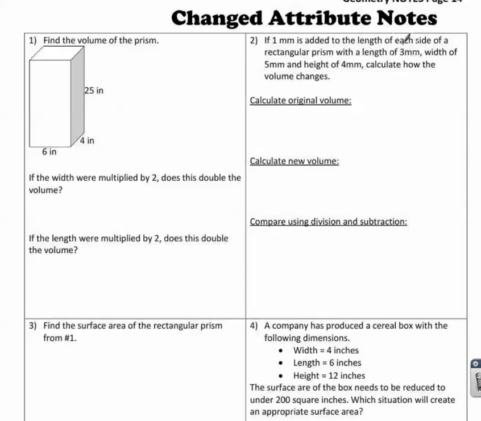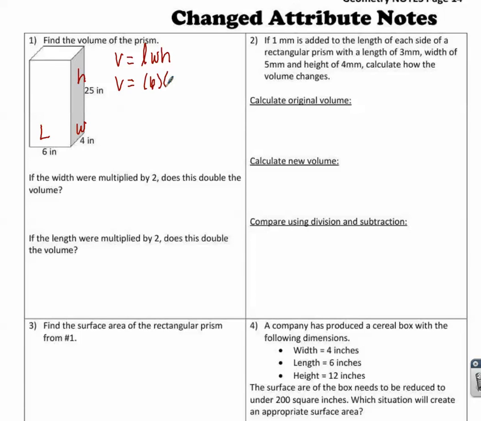If you remember, to find the volume of a rectangular prism, you're going to use the formula length times width times height. I'm going to label my length, width, and height on here so I'm always consistent. So my length will be 6 inches, my width will be 4 inches, and my height will be 25 inches.